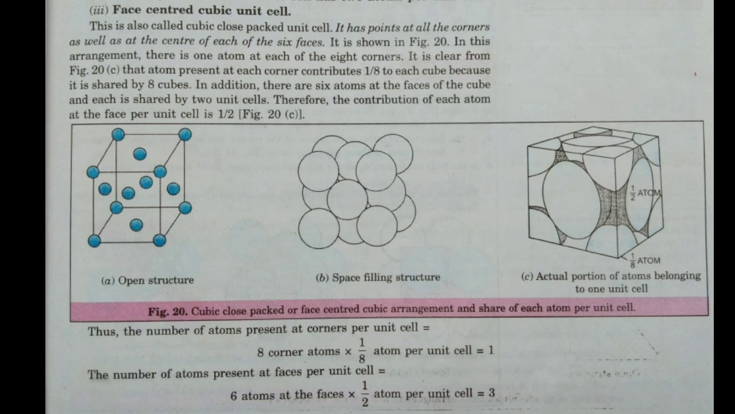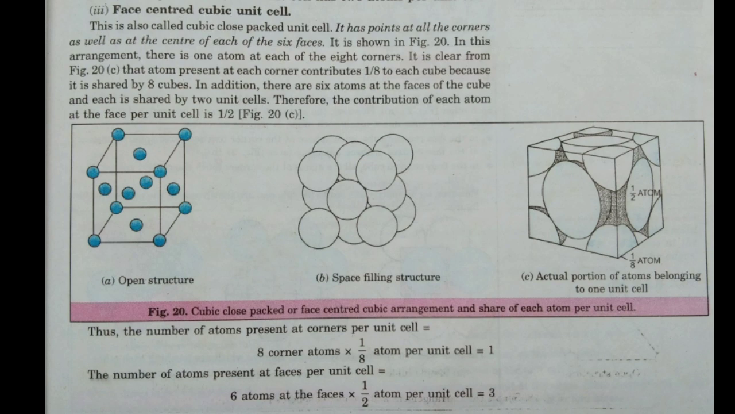It is clear from figure 20c that the atom present at each corner contributes 1 by 8 to each cube because it is shared by 8 cubes. In addition, there are 6 atoms at the faces of the cube and each is shared by 2 unit cells. Therefore, the contribution of each atom at the face per unit cell is 1 by 2.